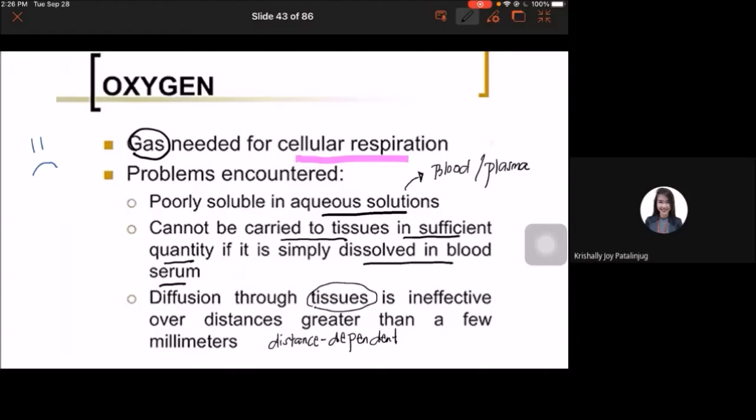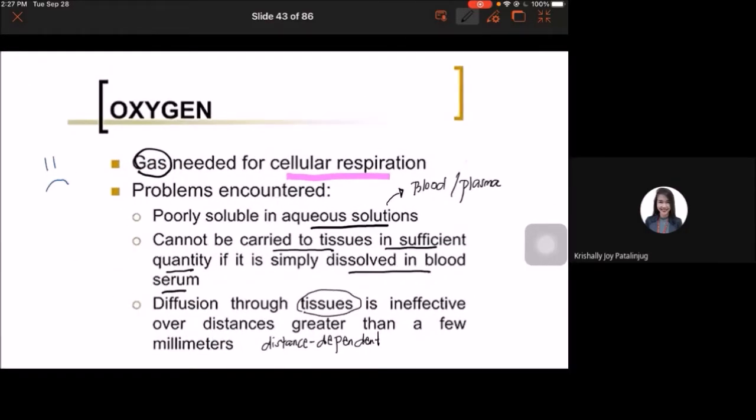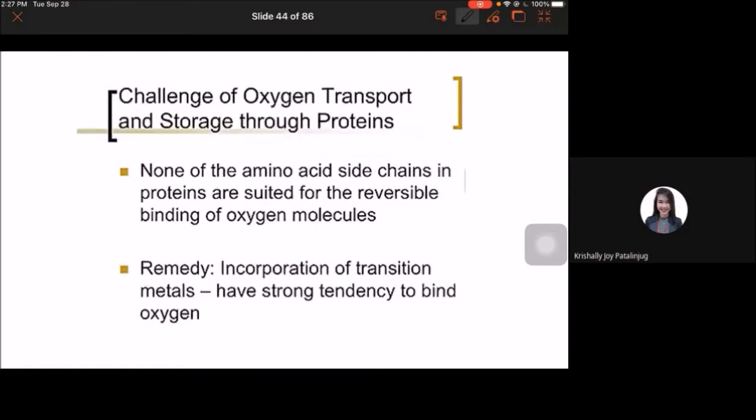It will no longer allow diffusion of oxygen. If it is a bit far from the tissues, then it can no longer be distributed to that particular tissue of interest. So it is distance dependent. These are the problems being encountered by oxygen. Now, with that being said, how is oxygen able to be distributed to the different cells, to the different tissues in our body?